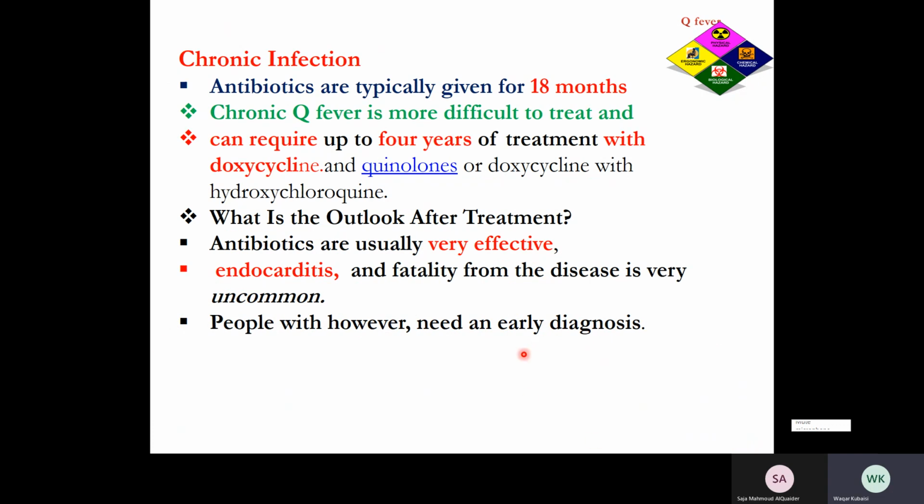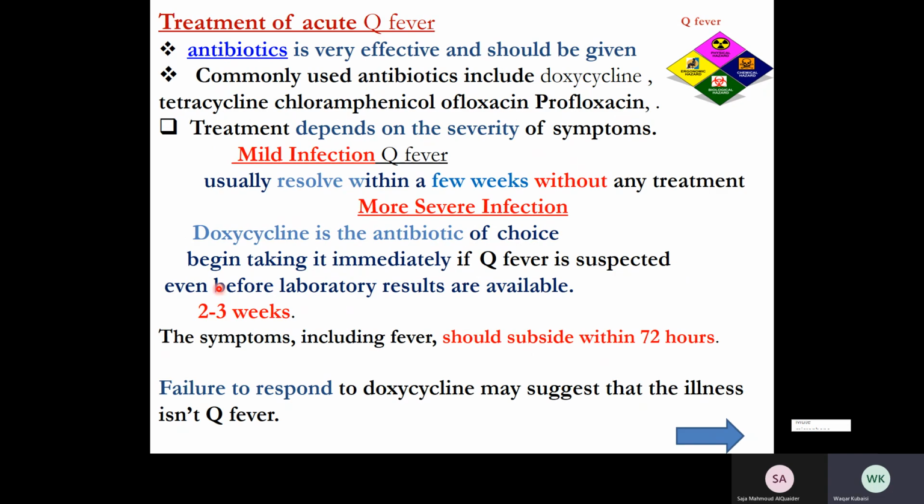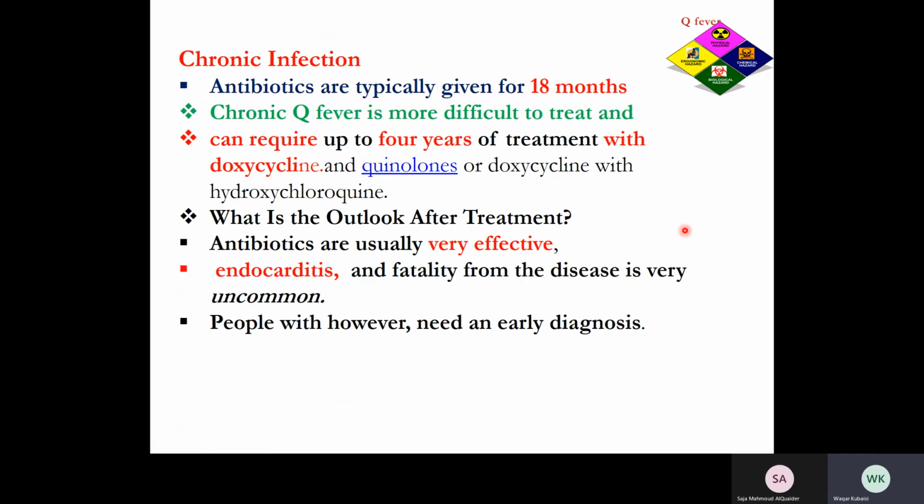For chronic infection: in the acute case we said we treat for 2 to 3 weeks. Coming to chronic infection, we give antibiotics for 18 months or even up to 4 years. Chronic Q fever is more difficult to treat and can require up to 4 years on antibiotics. After treatment, as we mentioned, the case fatality rate decreases; as you remember, it becomes about 10%. Antibiotics are very effective, particularly in endocarditis and other diseases.